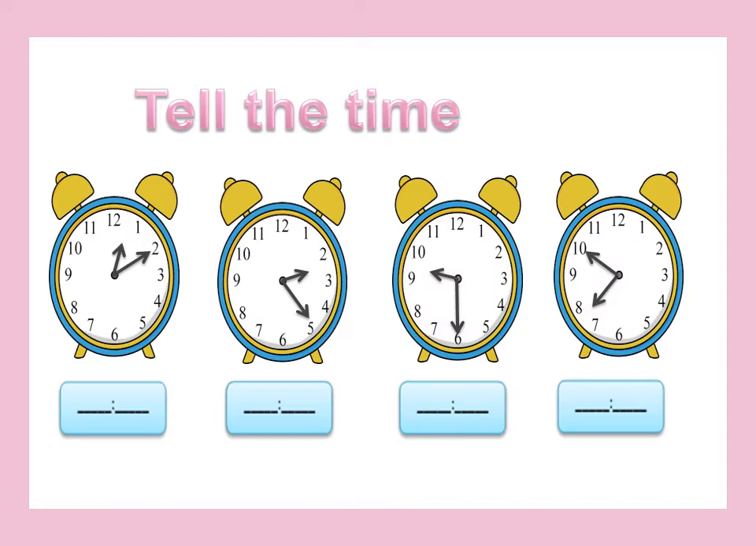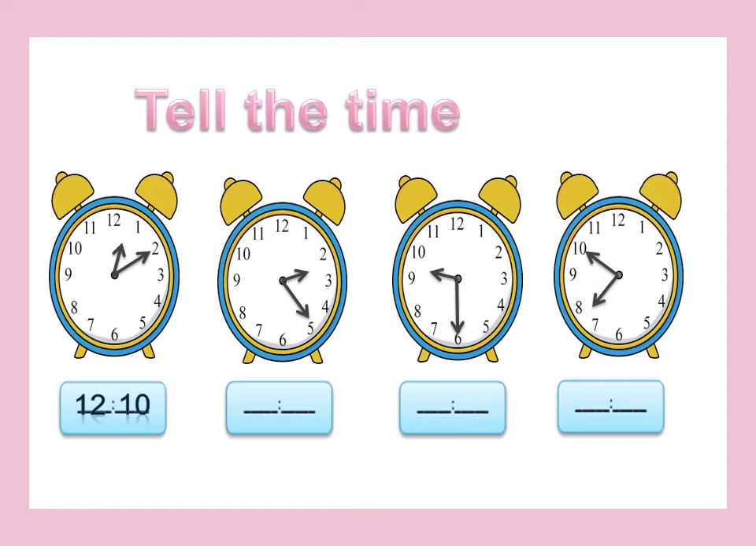Okay, first we look at the short hand. The short hand is almost on 12. So the time is what? It's 12 and how many minutes? Look at the long hand to know the minutes. The short hand expresses the hours and the long hand expresses the minutes. Okay, first we will write 12 and what? 10 minutes. Excellent. Between each two numbers there are 5 minutes.